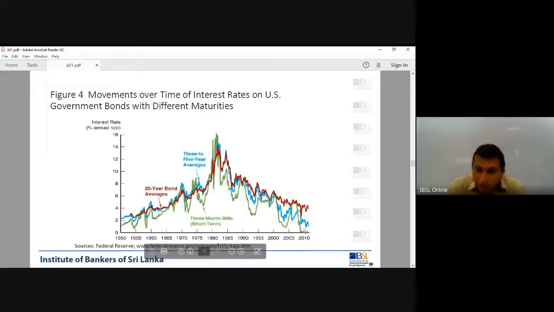To me, this 2005 appears to be upward sloping. Here the green is at the bottom, which means the 3-month interest rate is lower than the blue, the 3 to 5 year average, and similarly lower than the 20-year bond, which is much higher than these two maturities. So what you are seeing is an upward sloping yield curve.